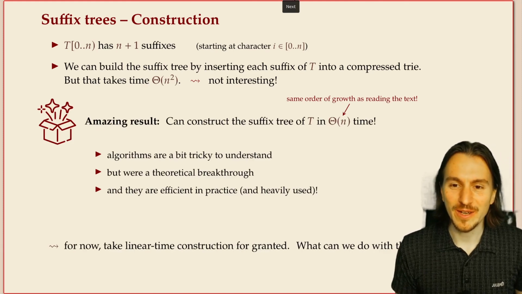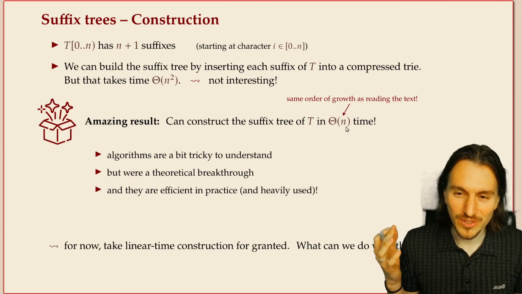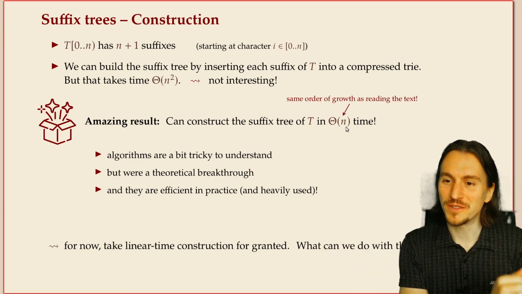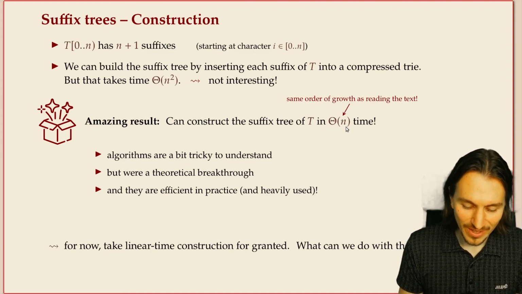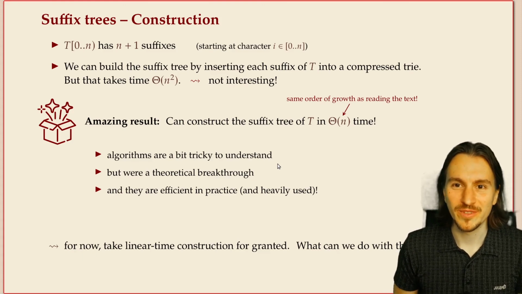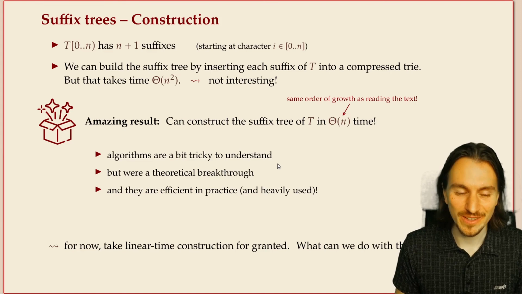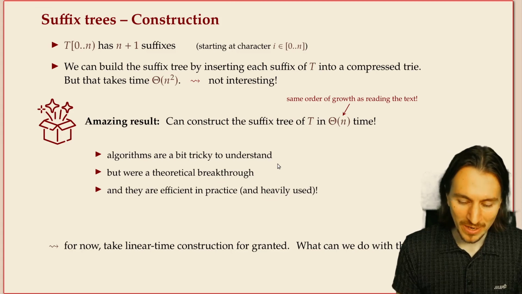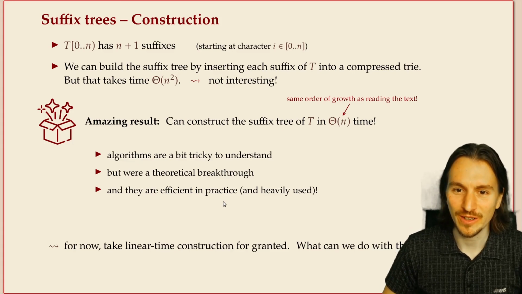The amazing result that people found is you can actually construct the suffix tree in linear time, asymptotically the same time, only a constant factor difference, as just reading the text once. That's, in essence, the time you need to construct this complicated tree. The algorithms are a bit tricky. They date back to shortly after Knuth made this conjecture, I think, in the 70s. They were improved successively. They started out to be very complicated. They were certainly a theoretical breakthrough, but they also by now have heavy influence in practice.